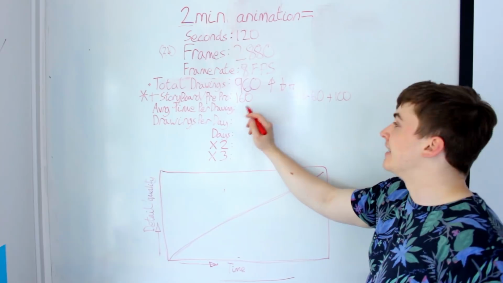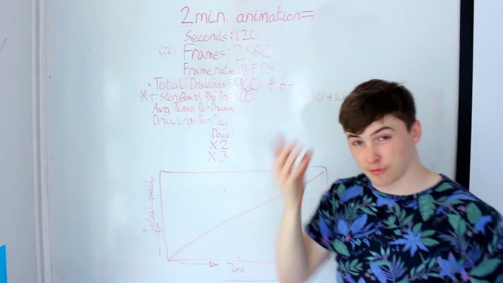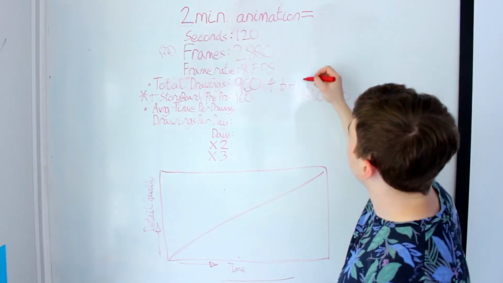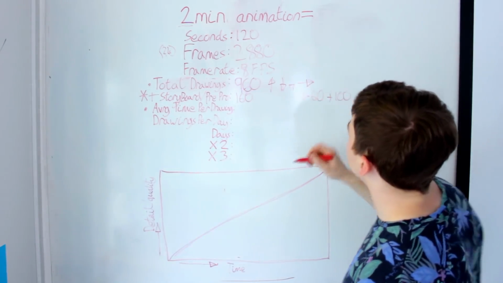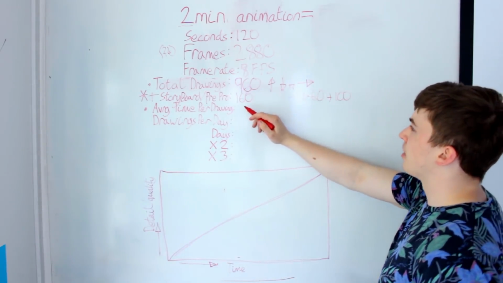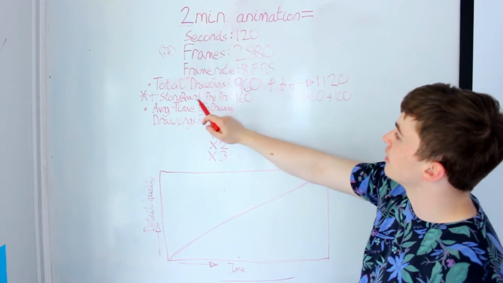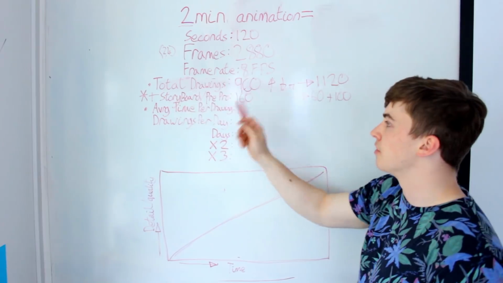Those are quite intense drawings. You're actually doing a lot of thought process. You're going to be looking at references. They would take you longer. Total drawings would actually be 960 plus 160. So 1120 is our new total drawings once we take into account the storyboard and the pre-production.